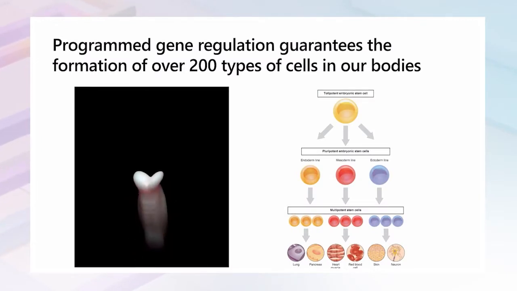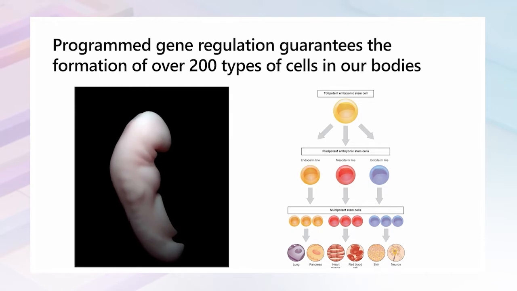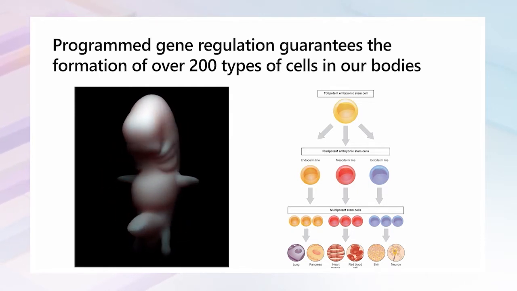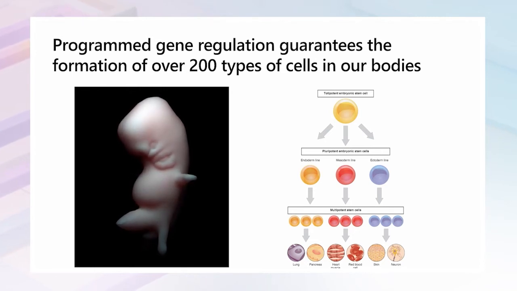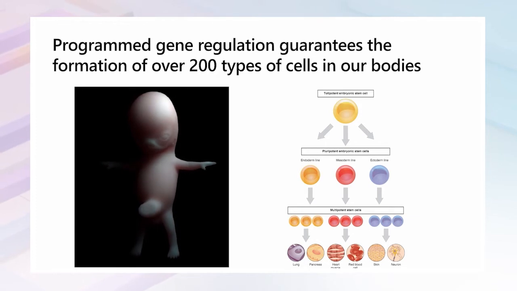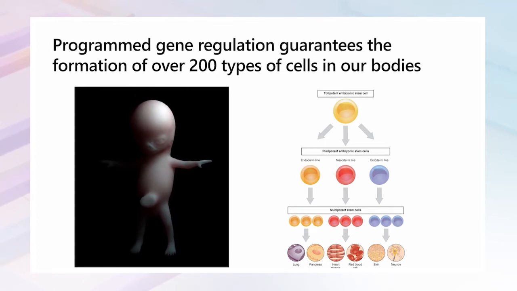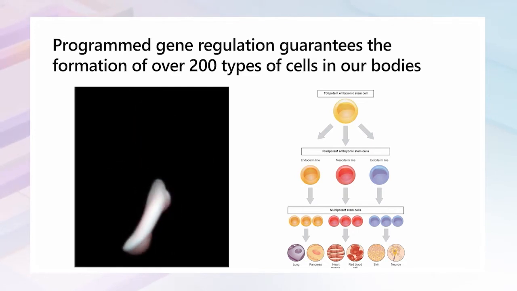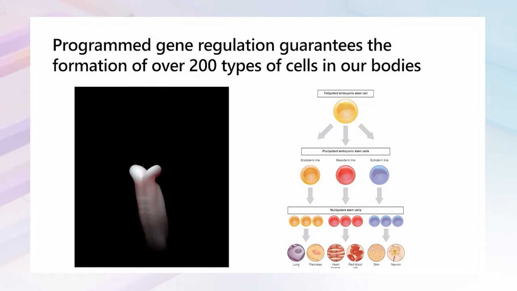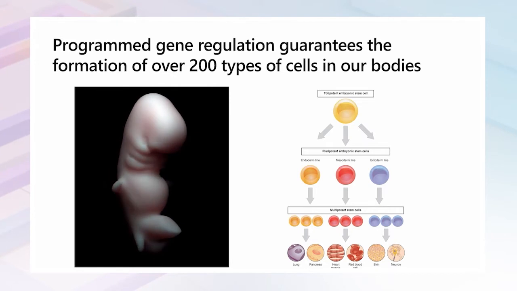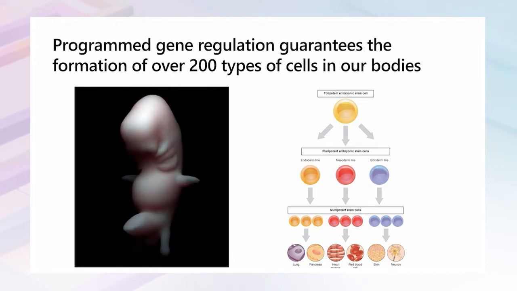For example, thinking about our development process, we have trillions of cells in our bodies, and they all actually originated from one single cell, the fertilized egg. So almost all cells in our bodies share exactly the same DNA. However, they have divergent functions that enable us to think, talk, eat, and walk. How is this achieved?